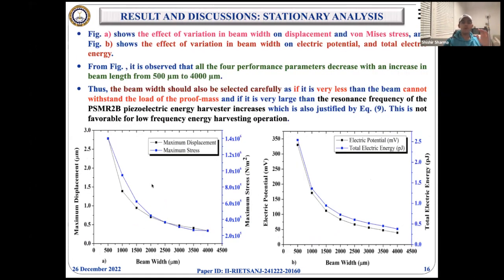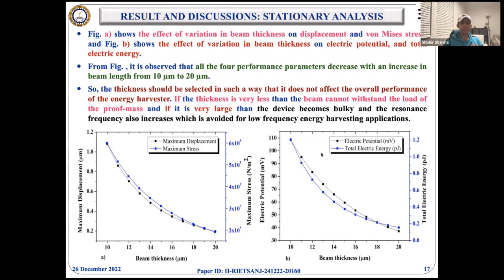The same goes for the width. As you can see, when we increase the width, all the 4 parameters that I described in the previous slide decrease, and that's why we need to select the width carefully, as a very narrow beam cannot withstand the weight of the proof mass. The same goes for the thickness. As we increase the thickness, all the 4 parameters decrease.